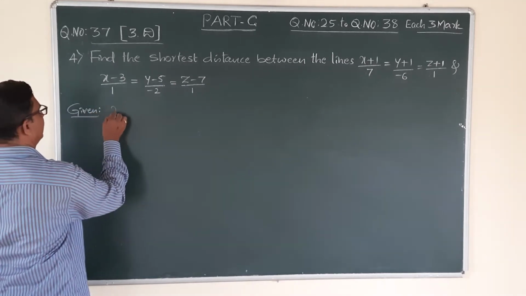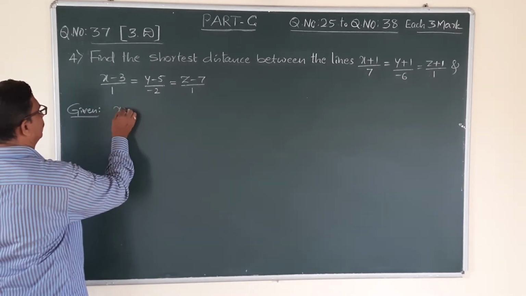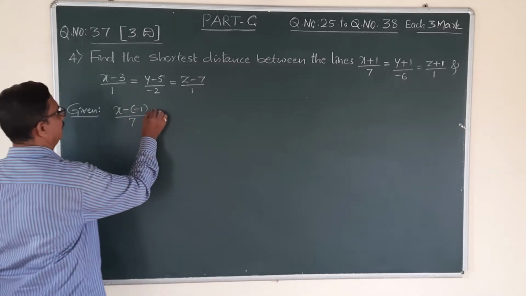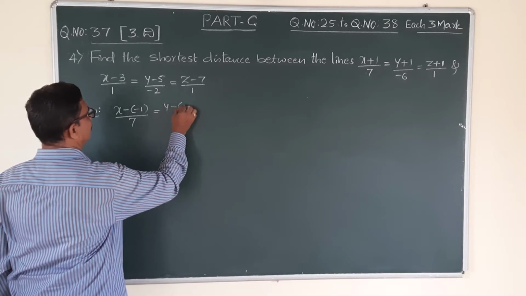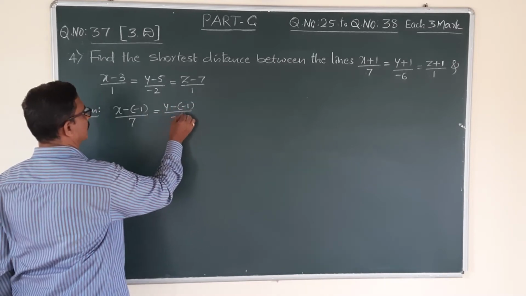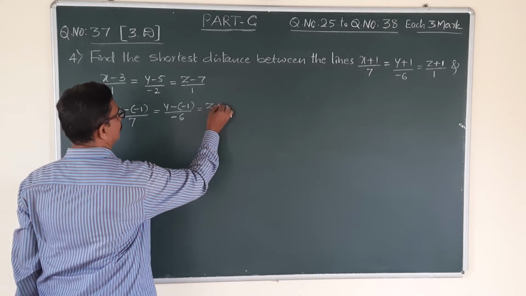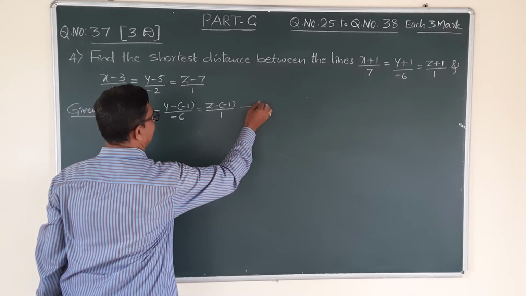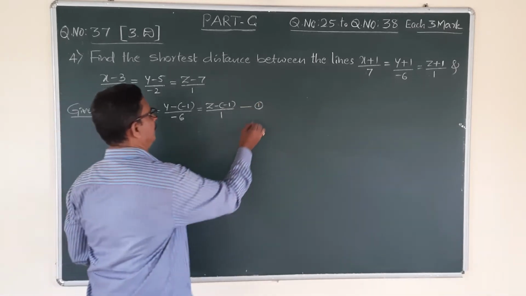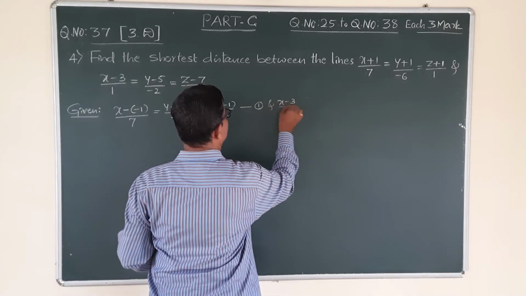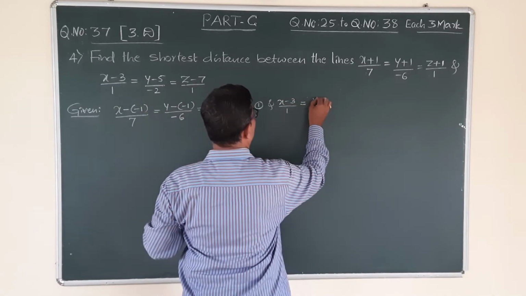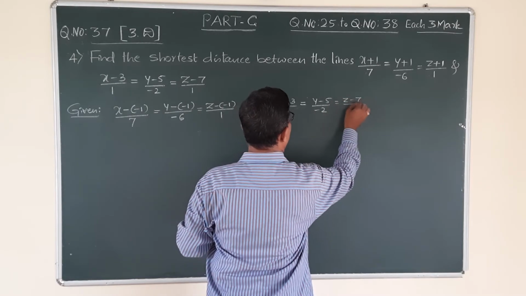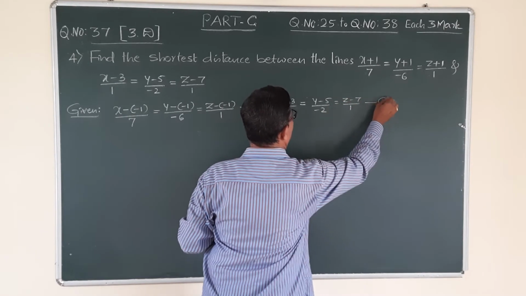Okay, so the first one: x plus 1 by 7, plus 1 can be written as x minus of minus 1 divided by 7, is equal to y plus 1 is same as y minus of minus 1 divided by 6, is equal to z plus 1 can be written as z minus of minus 1 divided by 1. Then second equation, x minus 3 by 1 is equal to y minus 5 divided by minus 2 is equal to z minus 7 divided by 1.